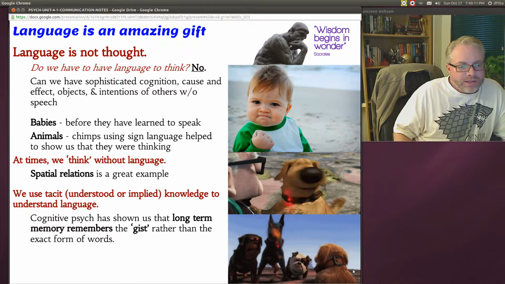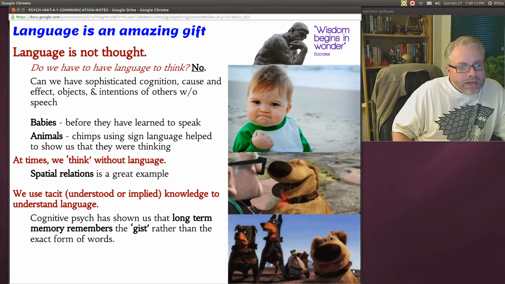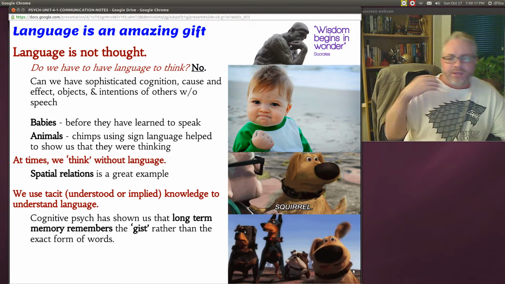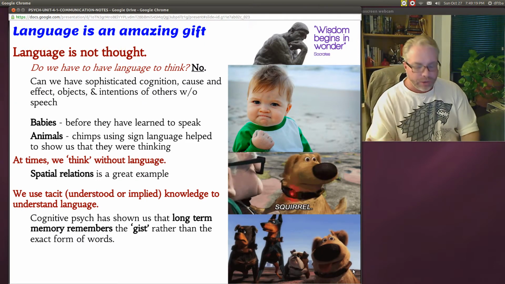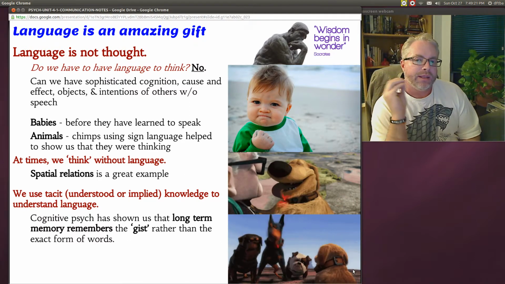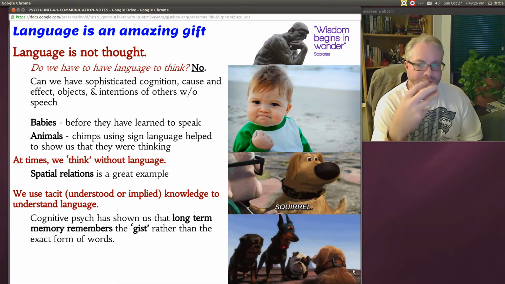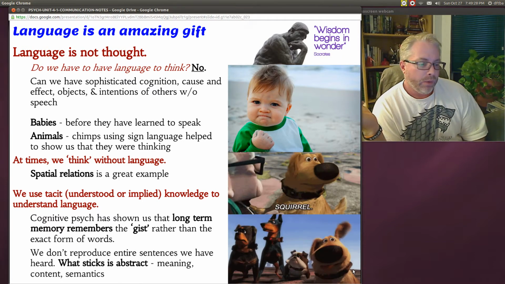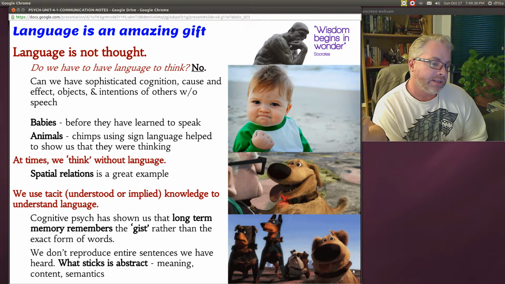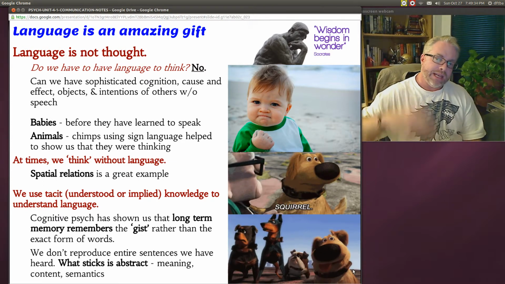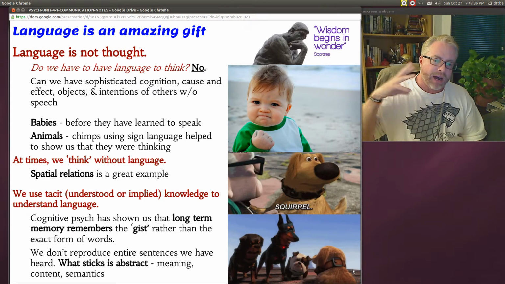We have an understood, implied, or tacit knowledge to understand language. Cognitive psych has shown us that long-term memory remembers the gist rather than the exact form of the word. So as I'm speaking here, your memory is organizing this in a way that's going to remember the overall understanding of it and not the little details. That's probably why you need to take notes. We don't reproduce entire sentences in our mind. What we do is we take the abstract, we take the meaning and the context, the semantics behind it, and then move on.